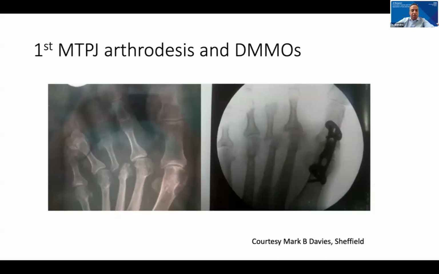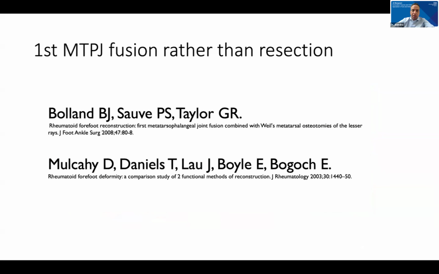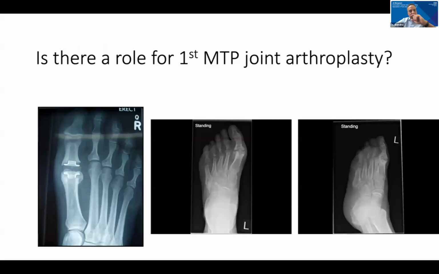Again, as I said, key is metatarsophalangeal joint arthrodesis in the first joint and then doing DMMOs on the other ones. What about resection of the first metatarsophalangeal joint? The literature suggests that it's not a good idea. Fusion is a better idea in terms of restoring their function. So a resection shouldn't be performed.